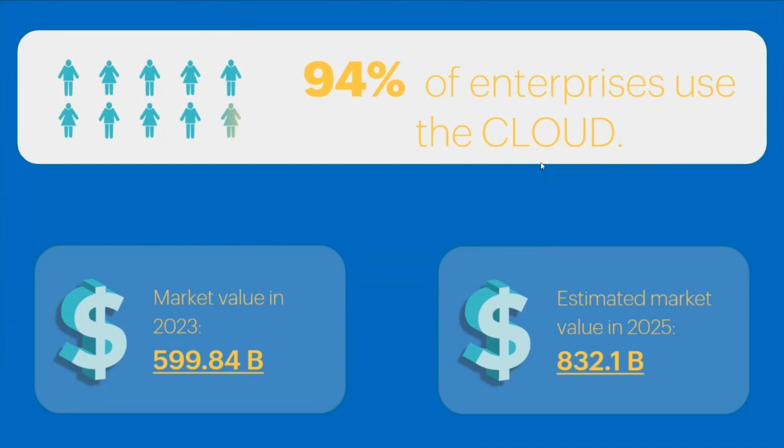So, in 2021, Gartner had predicted that 90% of the enterprises would move to the cloud. These predictions usually downplay the actual value to avoid overestimating. As of now, 94% have already moved to the cloud. When you look at the market value of the cloud, it is estimated at 599.84 billion for 2023 and is expected to grow up to 832.1 billion by 2025.